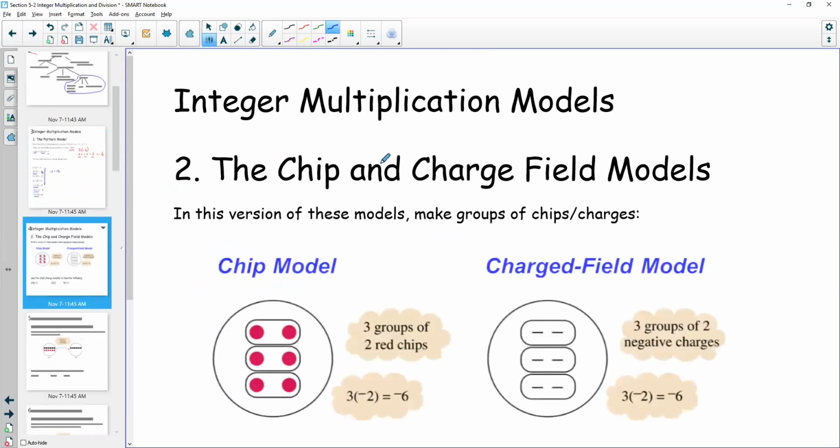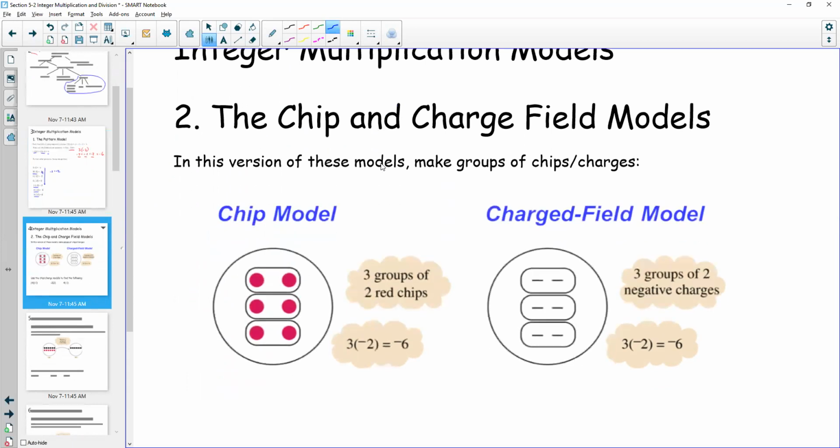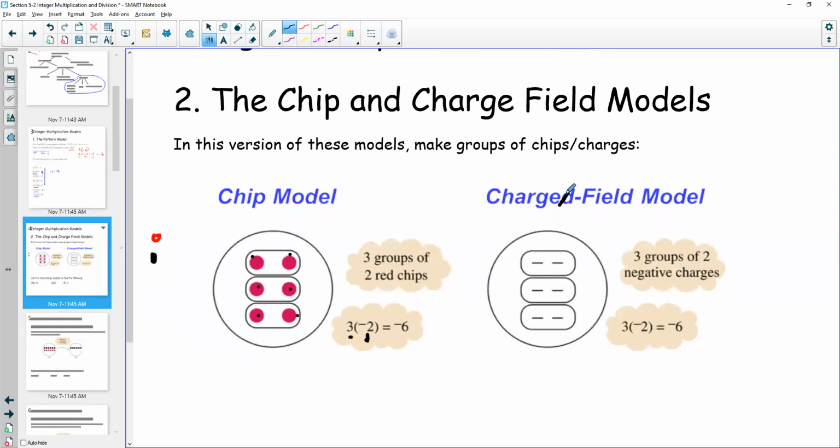One of the other models is a return to the chip and the charge fields. So you make groups, in this case, of whatever kind of chip it is you're multiplying. So if our red chips are our negatives and our black chips are positives, 3 times -2 is 3 groups of -2. Well, if I make 3 groups of -2 chips, I have -6 worth of chips. Same thing with the charge field. I have 3 groups of -2 negative charges, okay?